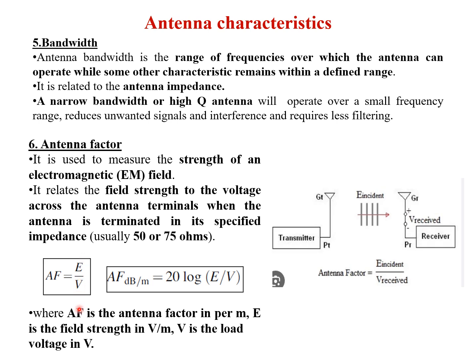It is the voltage across the antenna terminals when the antenna is terminated in a specific impedance, usually 50 or 75 ohms. The antenna factor is given by E by V, where E is the field strength and V is the load voltage. Antenna factor is measured in meters, and in dB it is given as 20 log E by V.